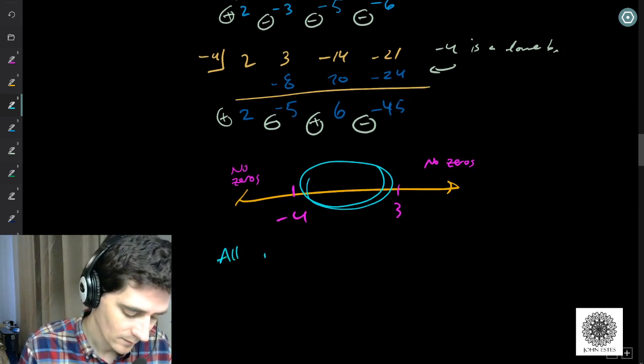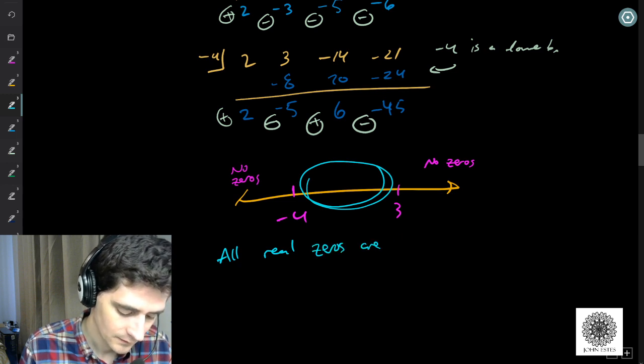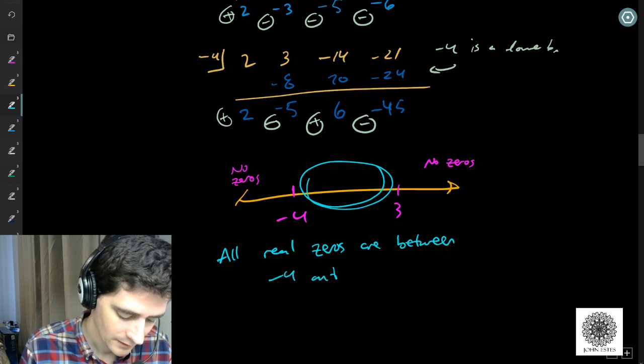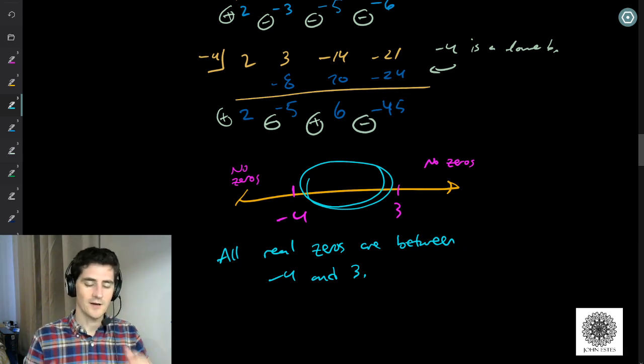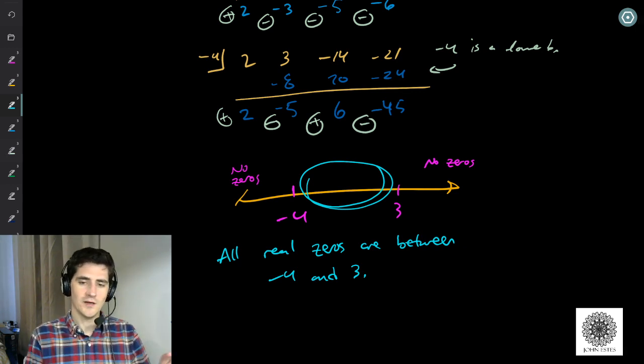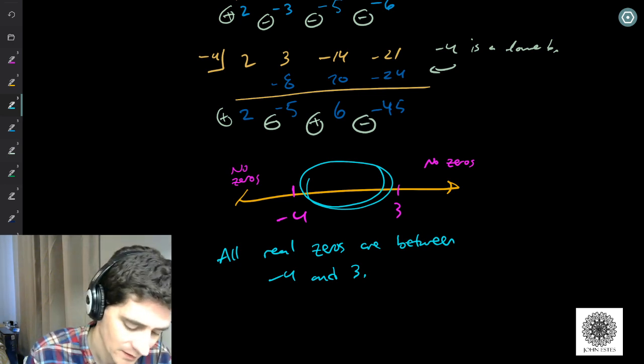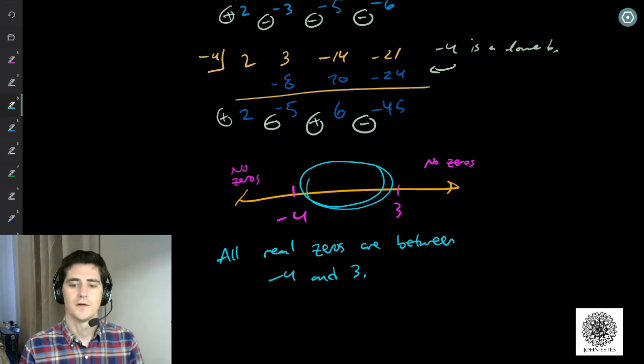All real zeros are between negative 4 and 3. Now we said real zeros, right? Because if we're talking about complex numbers, the number line looks a lot different. It gets a little weird, but we're only considering real zeros, and I hope that makes sense. That's a really cool thing.